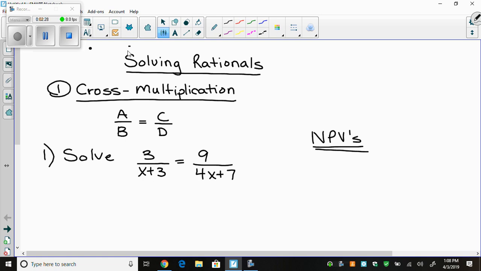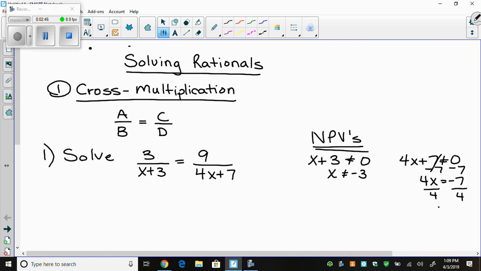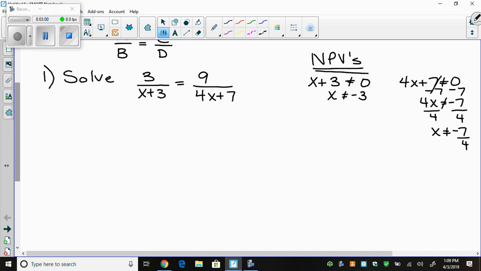Okay? So our x values that don't exist: x plus 3 cannot equal 0, and 4x plus 7 cannot equal 0. So x cannot equal negative 3, and x cannot equal negative 7 over 4. Down a ways, I'm going to write x cannot equal negative 3 and negative 7 over 4, and put a box around it so that I remind myself to ask, is my answer one of these? If it is, then the answer doesn't work.